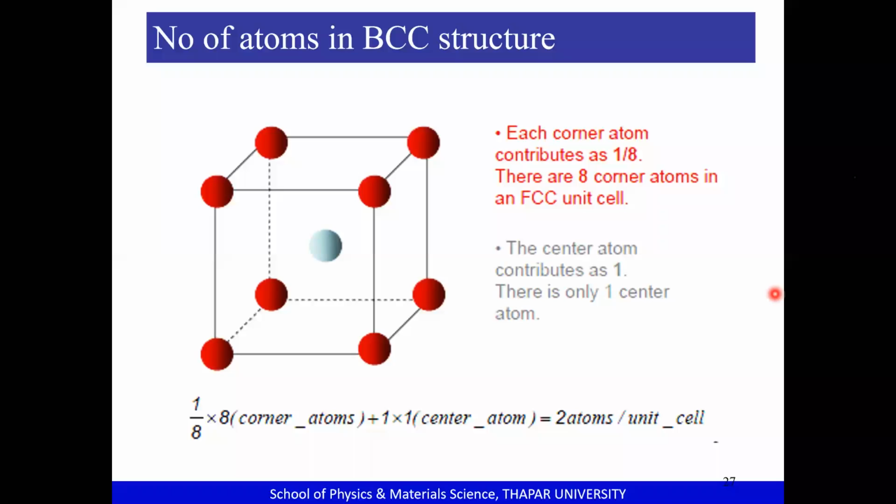While the central atom is completely within the unit cell, so it contributes 100% to the unit cell. So your effective contribution is now 1/8 into 8 plus 1 into 1, which makes 2 atoms per unit cell. So for BCC, you have 2 atoms making the unit cell. Compared with FCC, we have almost double that of BCC. For FCC, we have 4 atoms per unit cell, while in BCC, we only have 2 atoms per unit cell.